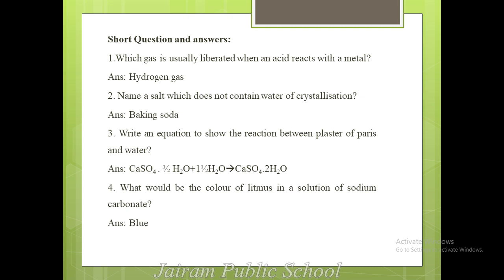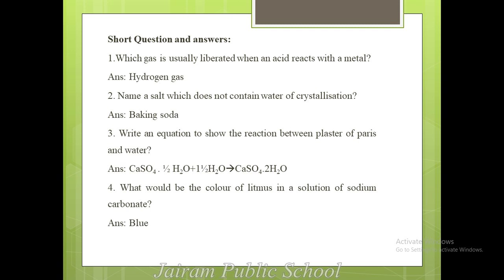And the second one, name a salt which does not contain water of crystallization. Here the answer is baking soda. And the next question, write an equation to show the reaction between plaster of Paris and water. So what is the reaction between plaster of Paris and water?